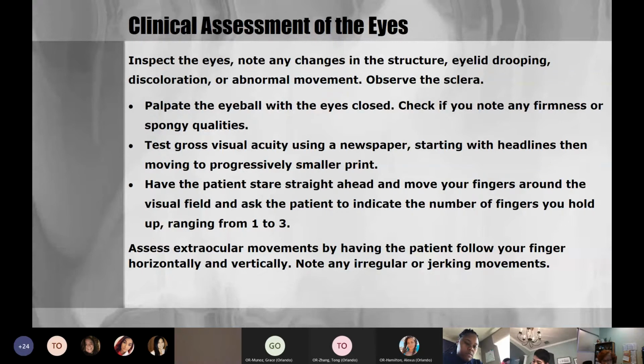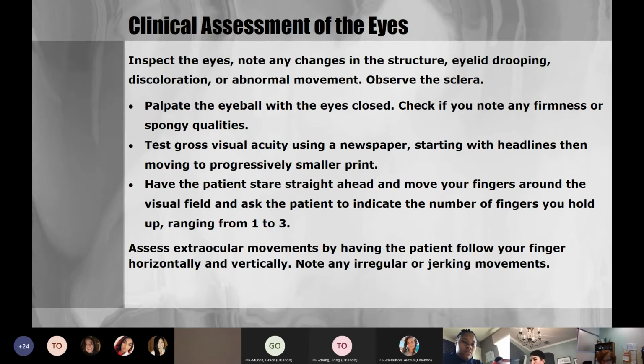I think you probably remember from health assessment when you inspect the patient, you can palpate the eyeball. Just remember not to press too hard on the eye because it can be a little bit uncomfortable. We look at checking the gross visual acuity. The way we can do that in the clinical setting is to have a patient read a newspaper or menu, and if you notice that they're having difficulties with that, it could be that they've had some issues with their eyes. Again, you can use the number of fingers, 1, 2, or 3.